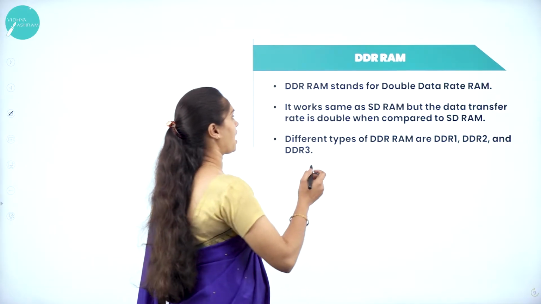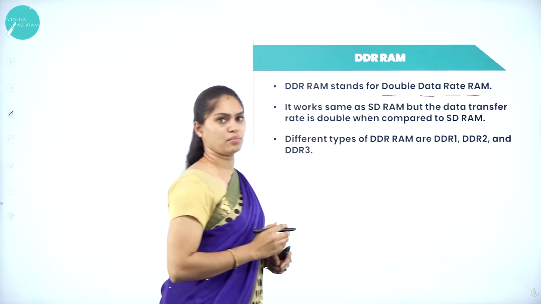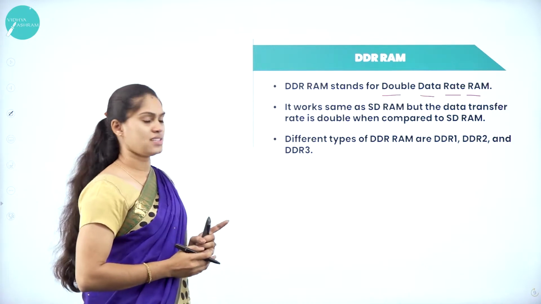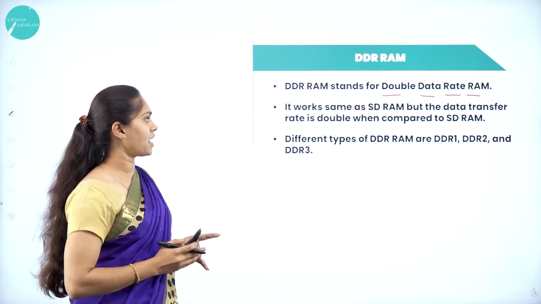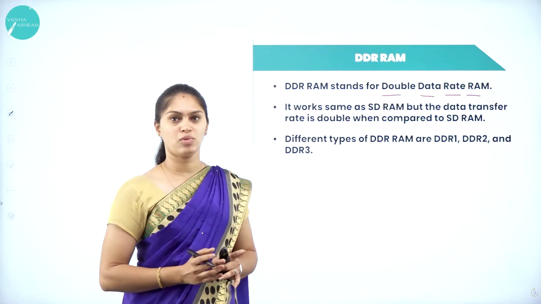So DDR-RAM, that is nothing but what? Double data rate random access memory. It is also one of the types of dynamic RAM. So the abbreviation DDR-RAM stands for what? Double data rate random access memory.